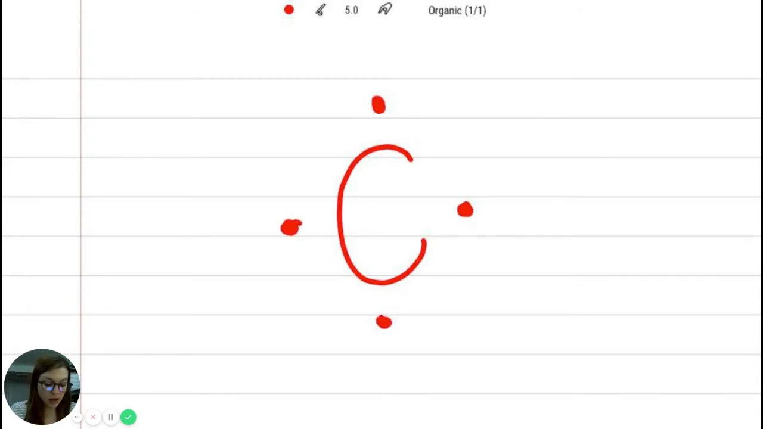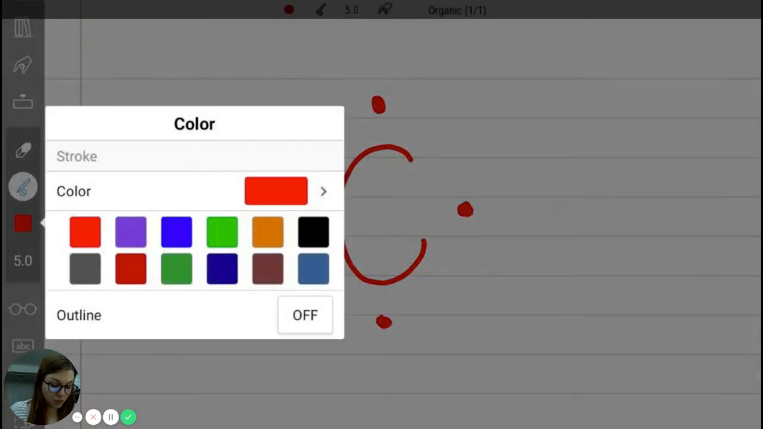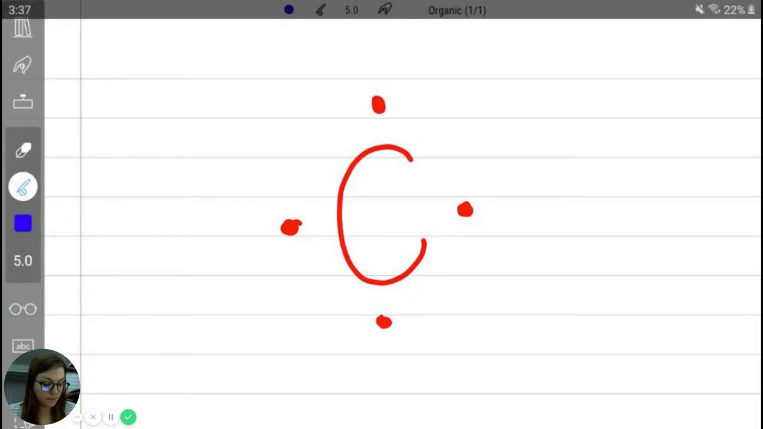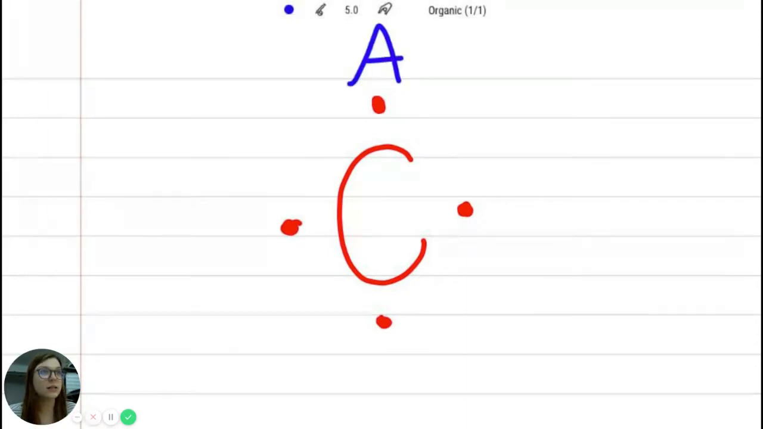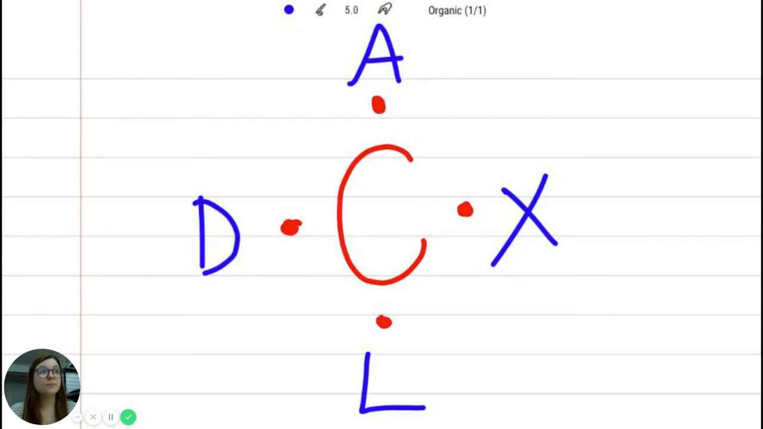So what happens here is that carbon will attempt to bond with other elements. So let's say we have an X, an A, an L, and I'm trying to think of elements that are not letters, D. So it'll try to bond with different atoms in order to get its full 8. Now, some of these may be other carbon atoms, and when that happens, we can get networks, we can get chains, we can get all kinds of different things.